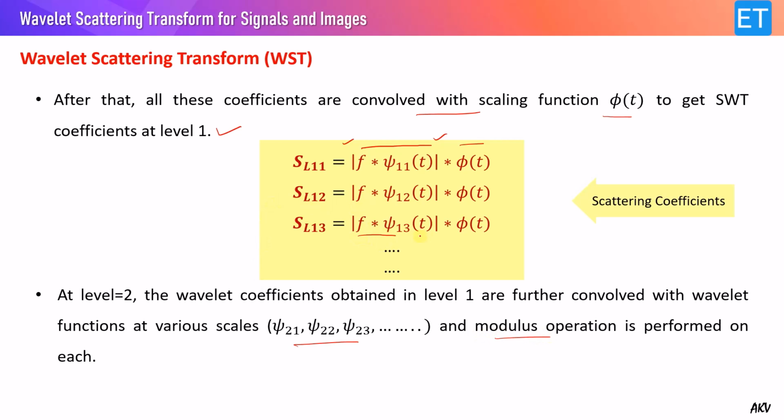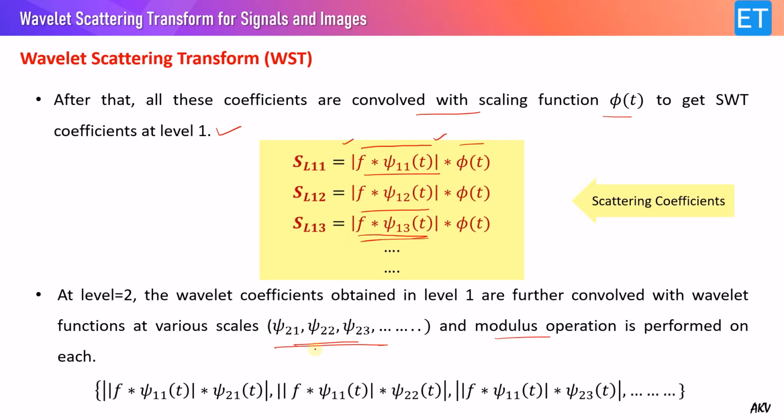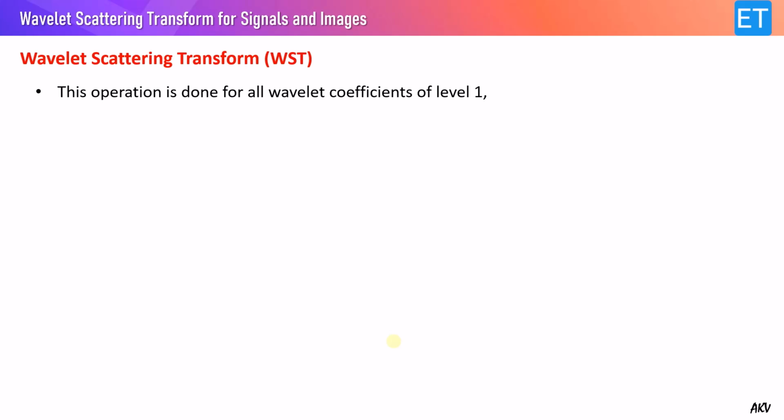So these are the wavelet coefficients which are obtained in level 1: f convolved with psi 11, f convolved with psi 12, f convolved with psi 13, and so on. These wavelet coefficients are further convolved with the wavelet functions psi 21, psi 22, psi 23, like that. So in this equation you can see that these are the wavelet coefficients obtained at level 1. They are further convolved with wavelets of different frequencies, psi 21, psi 22, psi 23, like that. And then we find the modulus of these coefficients. This operation is done for all the wavelet coefficients which we have obtained at level 1.